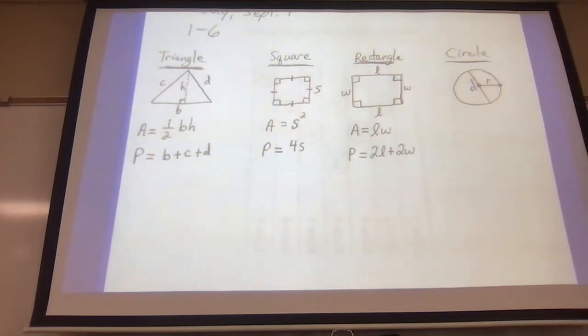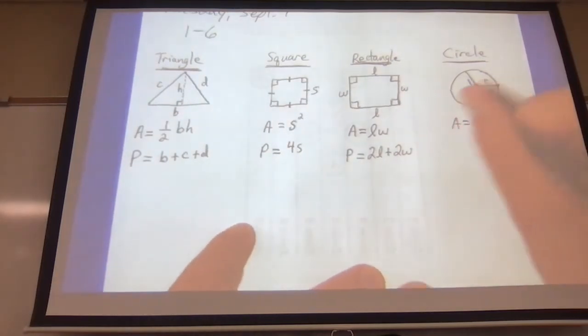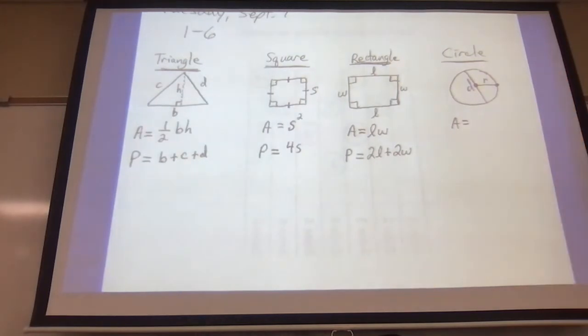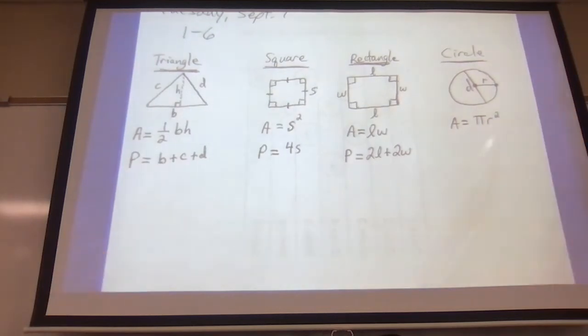And now of all the formulas, the circle one is the one that people seem to have the most trouble with. So let's start with area. A lot of people get these two confused. To find the area, you're going to take pi times radius squared.